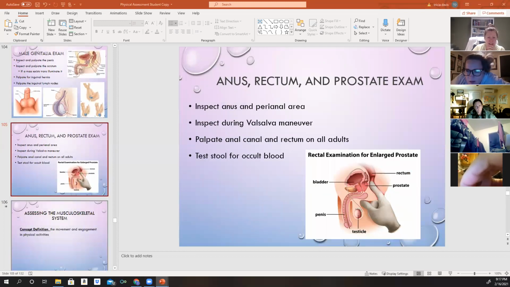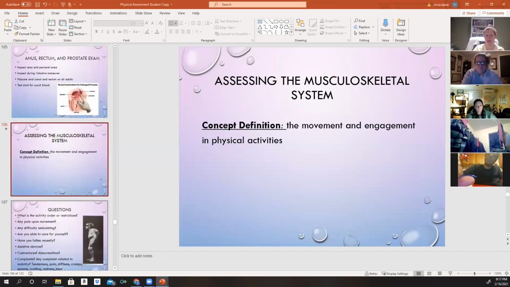So the anus, the rectum, and the prostate exam, you would inspect the anus and the perianal area. You would inspect them bearing down, doing that Valsalva maneuver to see if you feel any masses or anything in there. You would palpate the anal canal and the rectum on all adults. I've never done that. And you could send off blood samples, stool samples, obviously, and test for occult blood. So blood in the stool could be a sign of colon cancer.